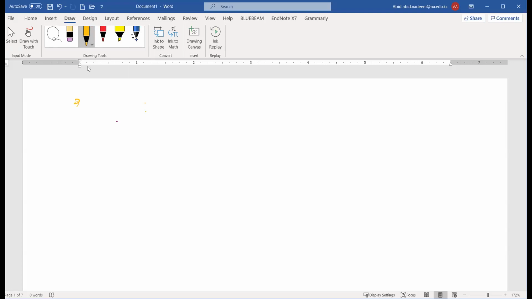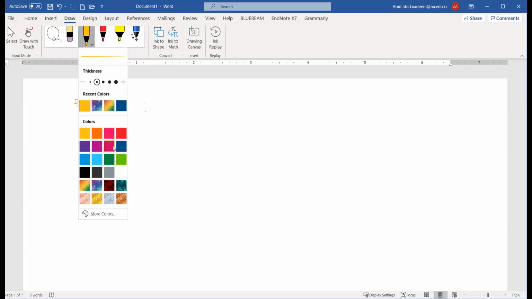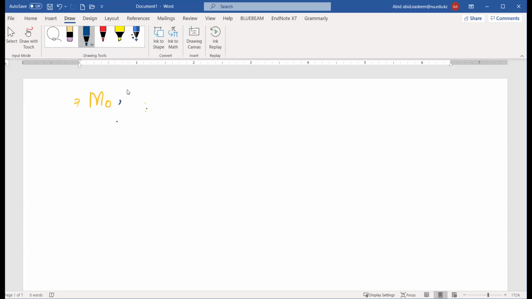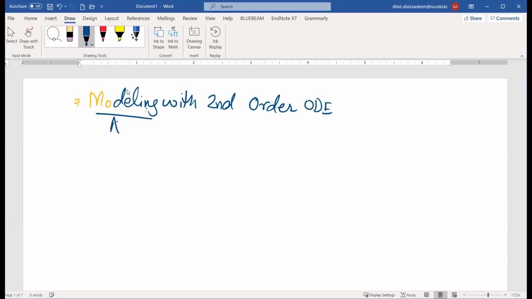Okay. So our topic was modeling with second order ordinary differential equations. It means the applications. Okay, applications. So there are three main situations: mass spring systems. Two are about the mass spring systems.